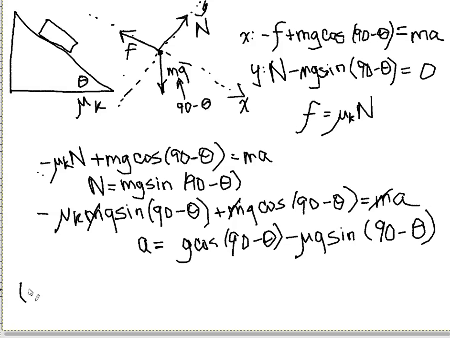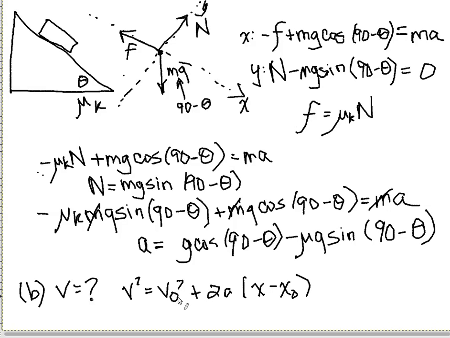For part B, they want you to find the final velocity. You now know the acceleration, and we have v squared equals v naught squared plus 2a times x minus x naught. In the problem, they gave you x minus x naught. That's the distance down the hill. We know that v naught is equal to 0. We have the acceleration. We just calculated it, so we can find this final velocity.